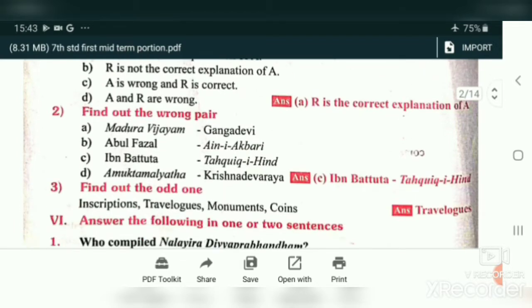Find out the wrong pair. Madhura Vijayam was written by Gangadevi. Abul Fazl, Ain-i-Akbari, right. Ibn Battuta, Tazkira-i-Hindi is a wrong one. Amuktamalyada, Krishnadevaraya is the correct one. So C is the wrong pair. Note this one, C is the wrong pair.